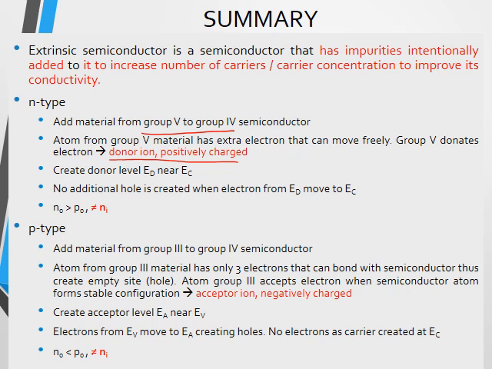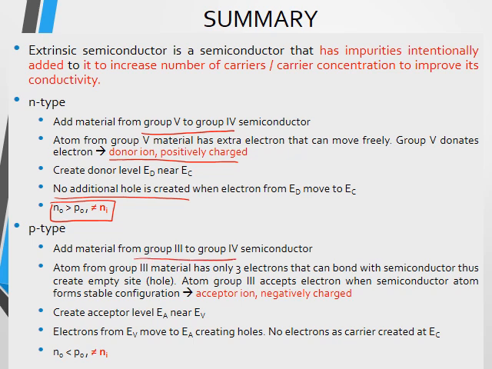Donor dopant creates donor level Ed near Ec. At room temperature, all electrons from Ed jump to Ec without creating holes at the valence band. Thus, n node is larger than p node. For a p-type material, it is created by adding material from group 3 to group 4 semiconductor.